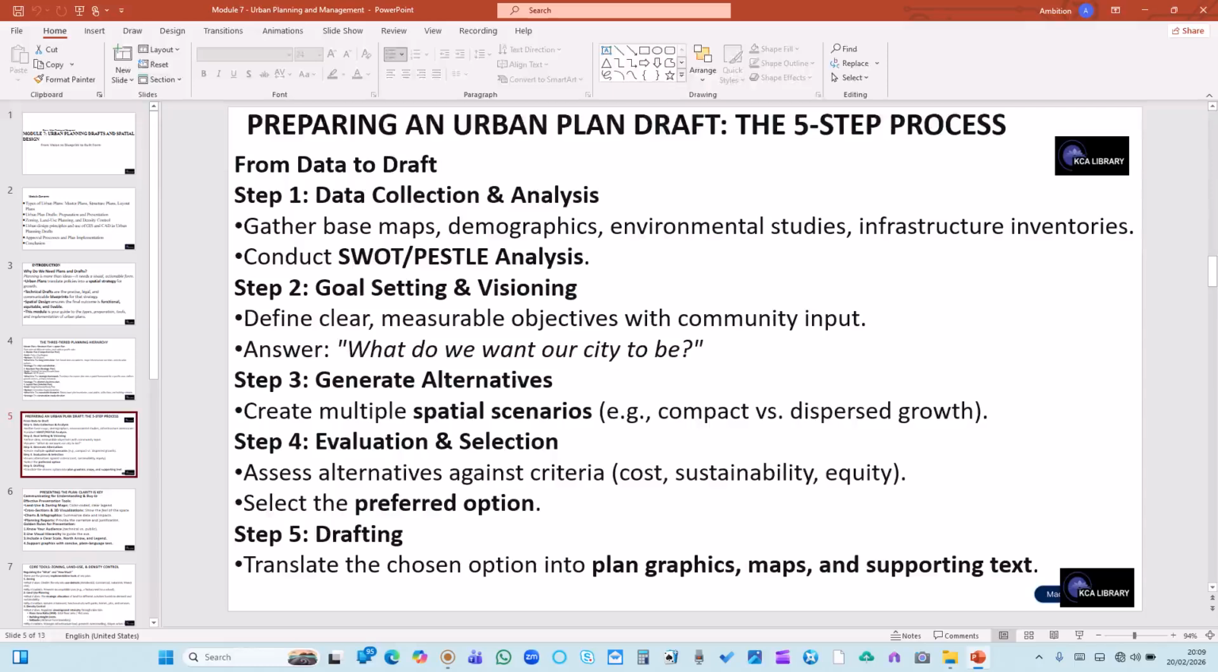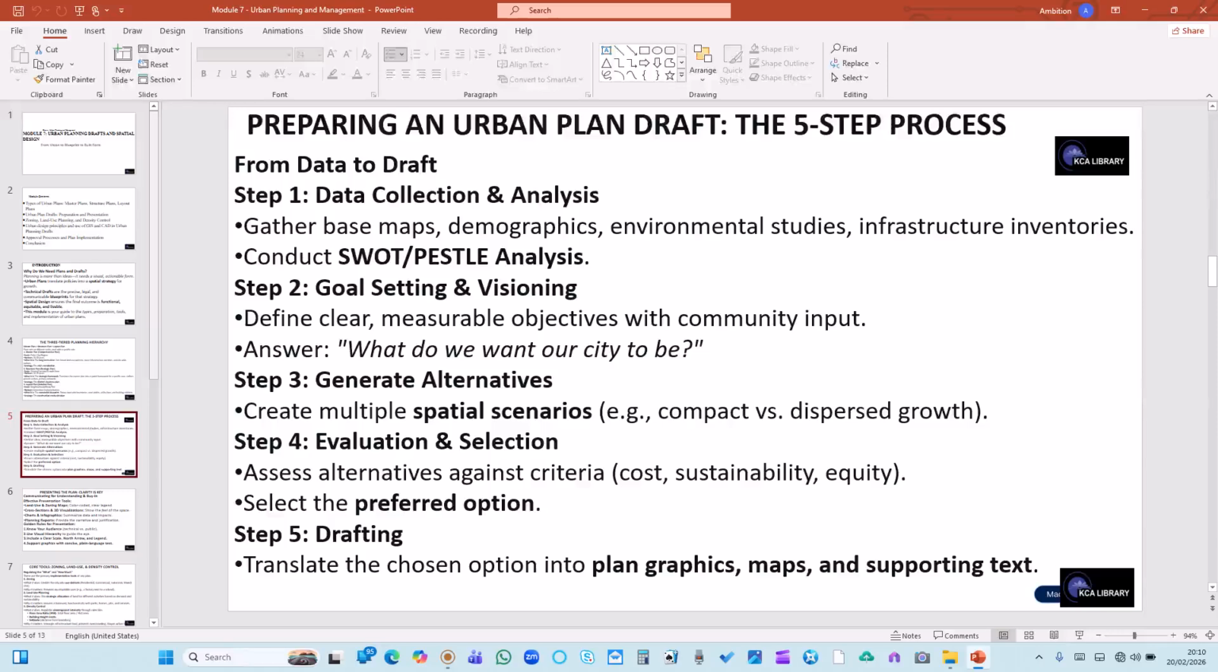Number three stage is generating the alternatives. Here you create multiple spatial scenarios, for example, compact versus dispersed growth. You now select the best among the alternatives. Number four stage is evaluation and selection. Here you assess the alternatives against criteria vis-a-vis the cost, sustainability, and equity before you select the preferred option. Then the last stage is the drafting. At this stage, you translate the chosen option into plan graphics, maps, and supporting text.